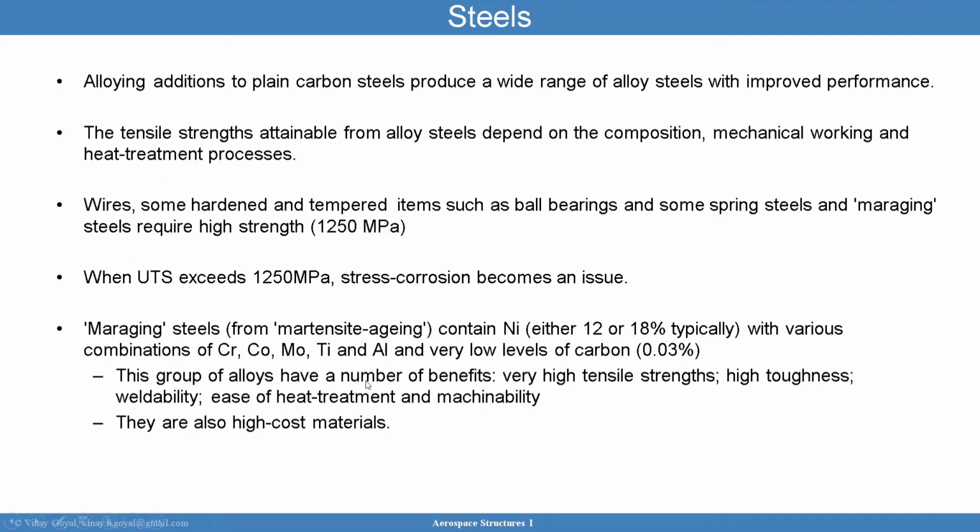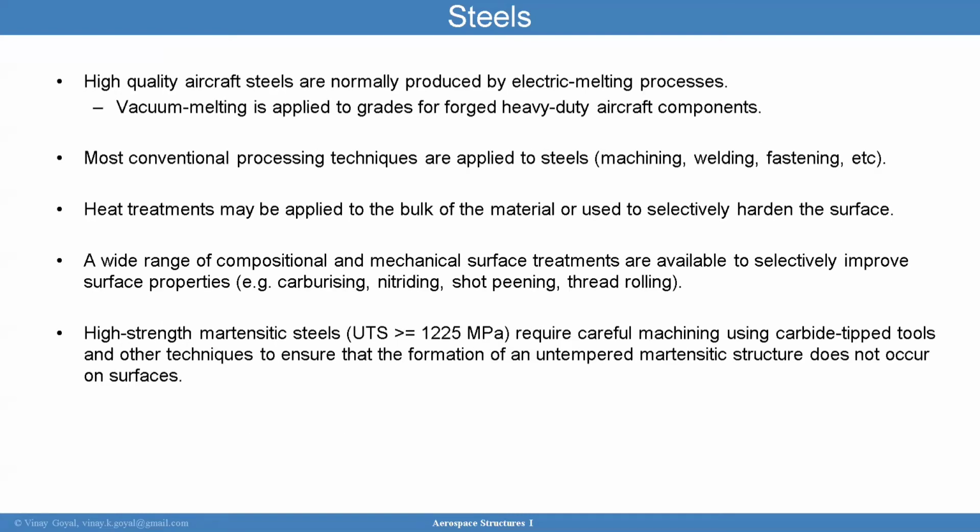Maraging steels, or martensite aging steels, contain Ni, with various additions of Cr, Co, Mo, titanium, aluminum, and very low levels of carbon. You can achieve very nice benefits: very high tensile strengths, high toughness, and ease of heat treatment and machinability. They're also very highly expensive, and so that's a trade-off there.